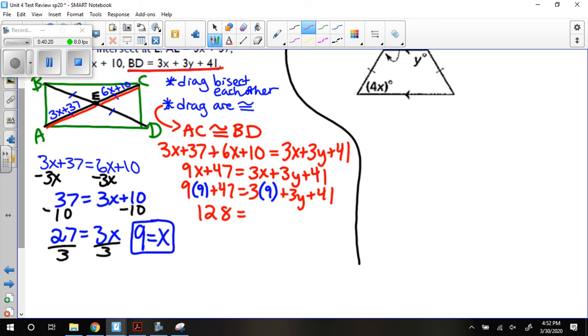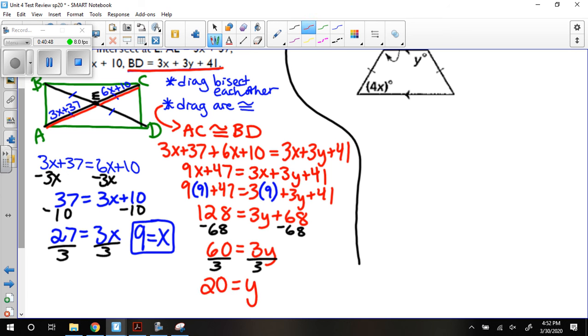Okay, 3 times 9 plus 41, this side is going to be 3y plus 68. Then we can subtract our 68. And 128 minus 68 is 60 equals 3y. And so we can divide by 3. Okay, so 20 is what y is equal to.